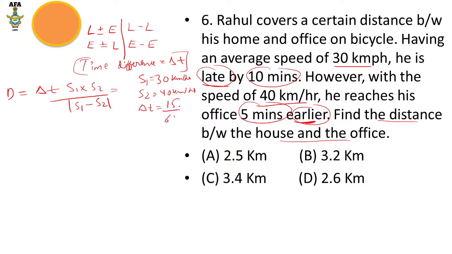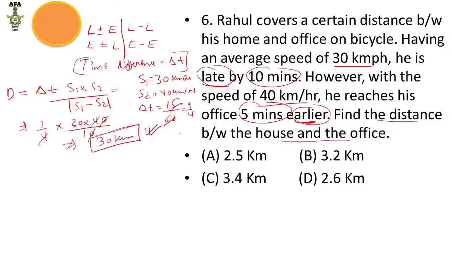So 15 by 60 is equal to 1 by 4. Now we just put the values in the formula. So delta t is 1 by 4, into S1. S1 is 30. S2 is 40. S1 minus S2 is how much? This will be 40 minus 30, that is 10, so it will be minus 10. That's why I have kept the mod over here, so you will get only the positive value. Just cancel the values and you will get the answer. The answer will be 30 km.